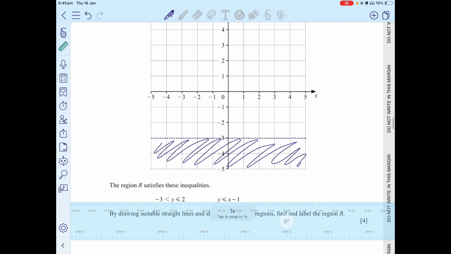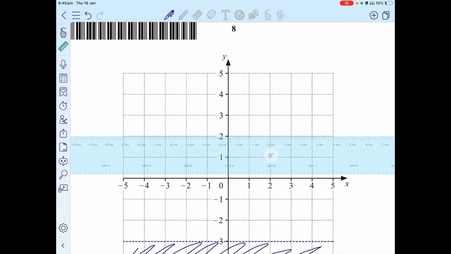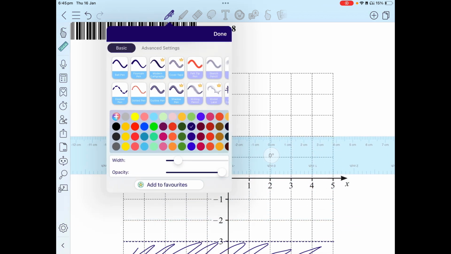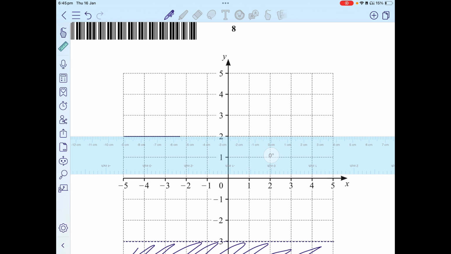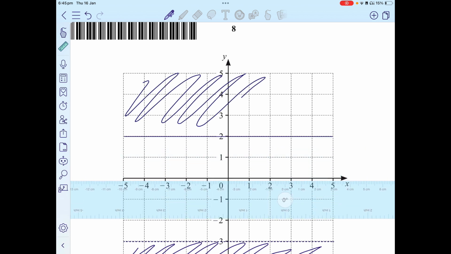And now it says that y is less than or equal to 2. That means any region above 2 is also invalid. But now there's an equal symbol as well. So we're going to take a normal line, not a broken line. We're going to take something like this. And then what you're going to do is shade out above it.